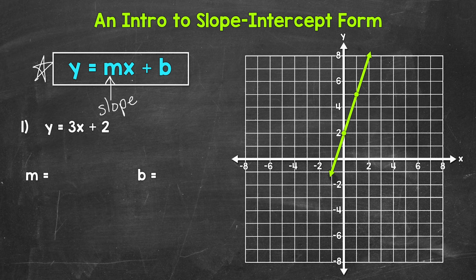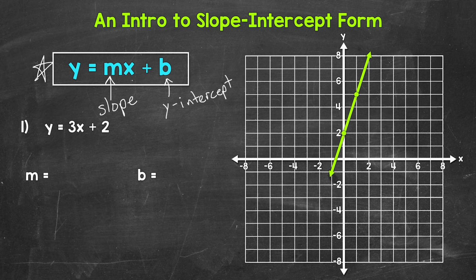Remember, slope tells us how steep a line is, so how much a line is changing vertically as it moves horizontally. Then b is the y-intercept of the line. That just means that's where the line crosses the y-axis. So b is the y-intercept. Right now, we should understand that m is the slope and b is the y-intercept. And that's why we call this slope-intercept form.